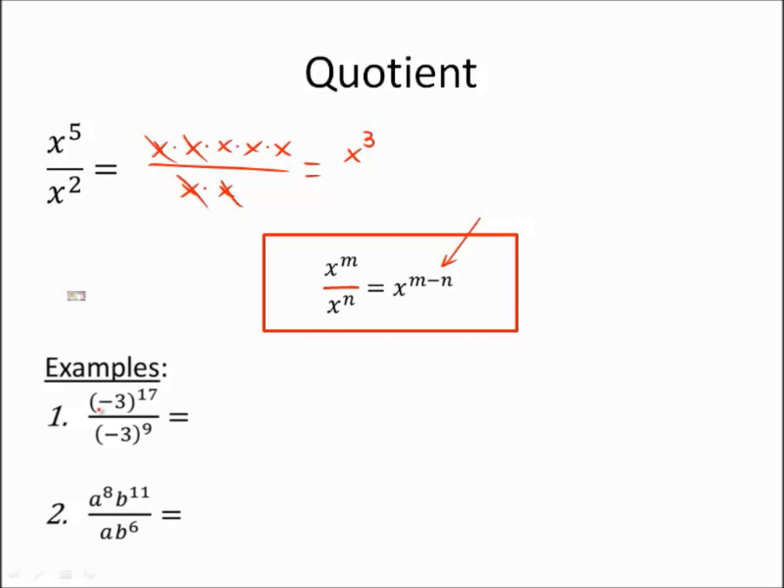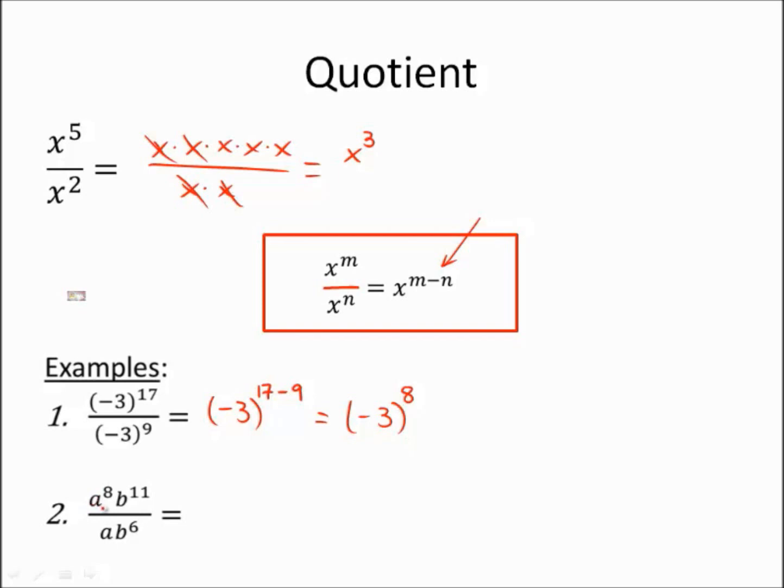Remember, the base has to be exactly the same. So since both of these bases are -3 in a bracket, we can use the following rule and say we're taking -3 to the 17 minus 9. And 17 minus 9 gives us 8. So we've got -3 to the power of 8. And that is the simplest form. You can leave it like that. You can evaluate if they ask you to.